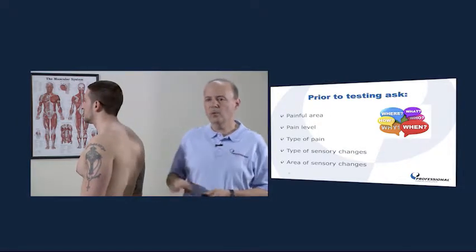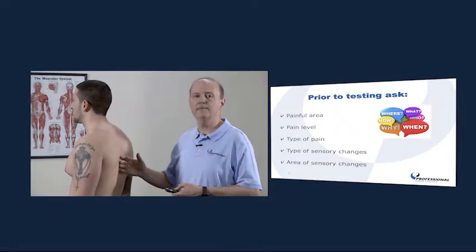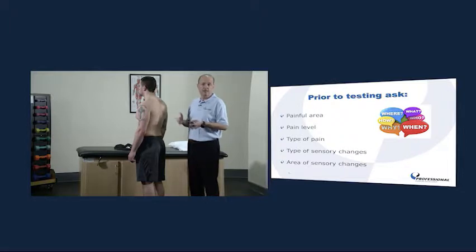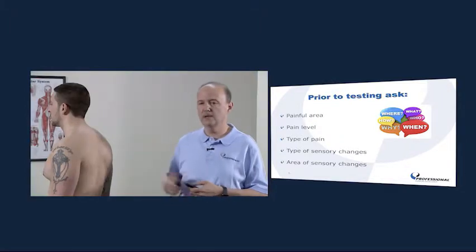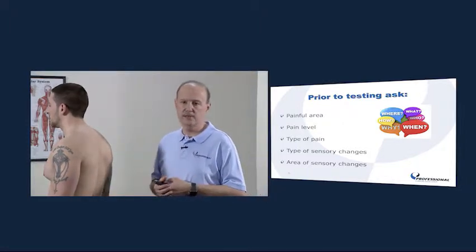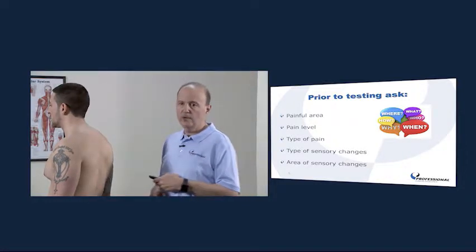Next part, before we start doing the testing, we're going to ask Joe, tell me where your pain is. We're going to ask about the painful area, do you have back pain, leg pain? What pain level, 0 out of 10? What's the type of pain? Sharp, dull, achy. We got this from the body chart. From there, any sensory changes, numbness, tingling, and the area of sensory changes. So that's before we go through it.